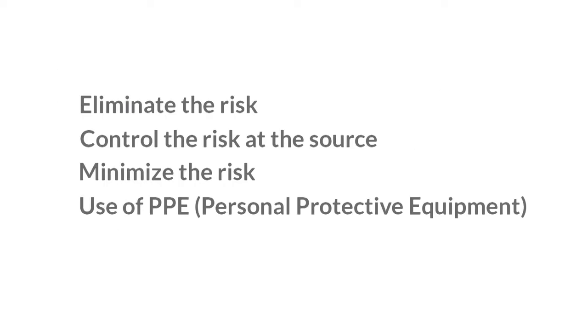The ultimate goal is always to eliminate the risk. As this is not always possible, the safety measure should assist in controlling it right at its source and minimizing the risk. Personal protective equipment should always be used in conjunction with other measures to increase the safety of the workers, but should never be the only protective measure in place.